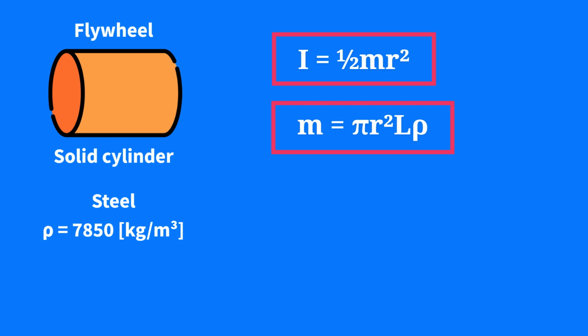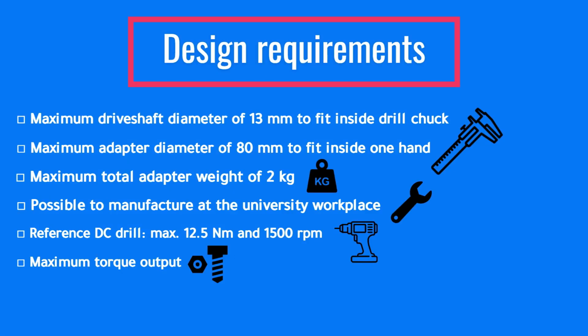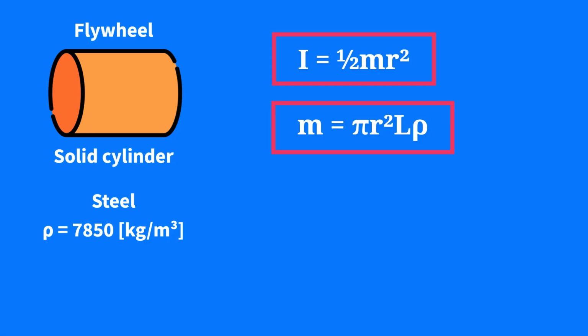Choosing a larger diameter is the most effective way to increase the mass moment of inertia while keeping down the weight, but remember that the diameter and length of the flywheel are both limited by the requirements. The adapter is limited to a total weight of 2 kilograms and a diameter of 80 millimeters. Considering that the maximum diameter of the adapter including the housing is to be 80 millimeters, an initial diameter of 60 millimeters is chosen for the flywheel.